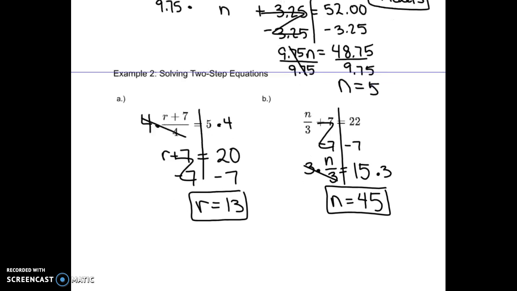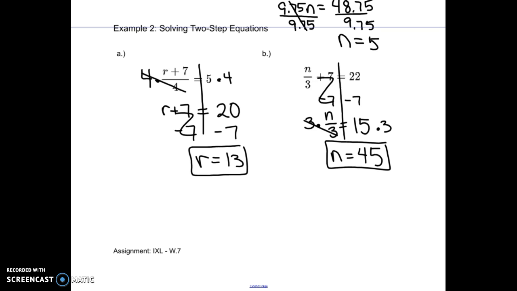So you guys, the Xcel for this is W7, solving two-step equations. Again, I know it was a short lesson, but there's a lot of practice to it.